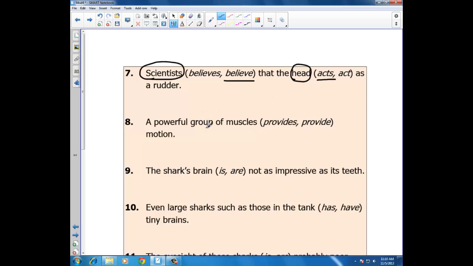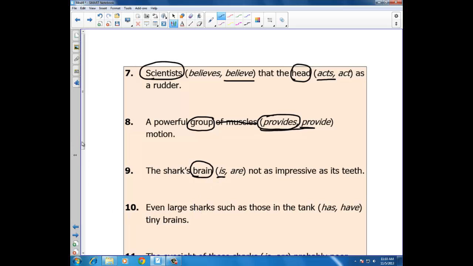A powerful group of muscles is a prepositional phrase, so we're taking that out. Now we're going to circle the subject, group, and a group provides. So we're circling the verb provides. The shark's brain is or are not as impressive as its teeth, some say. However, we could debate that. Brain is the subject, is the verb.